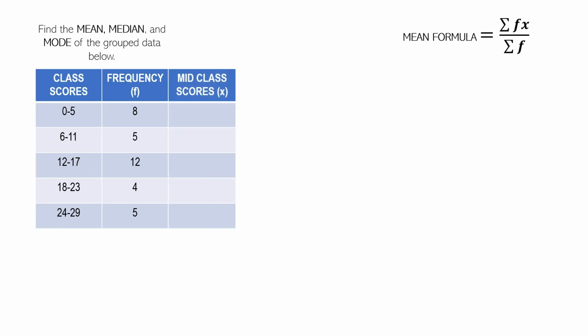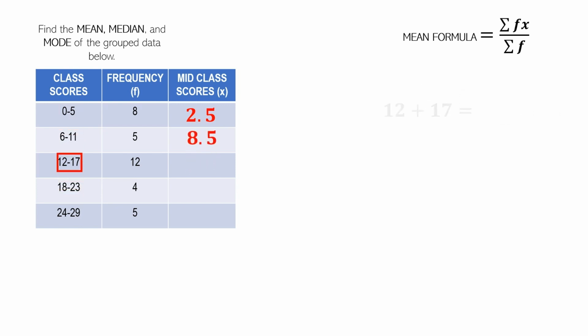Mid-class score is the center of the class scores group. For example, we have 0 until 5. We need to add and divide it by 2. So, 0 plus 5 is 5, divided by 2 is 2.5. 6 plus 11 is 17, divided by 2 is 8.5.